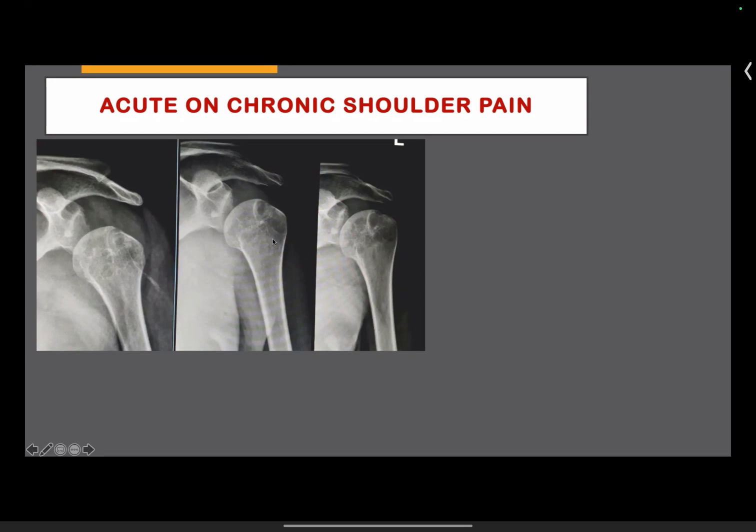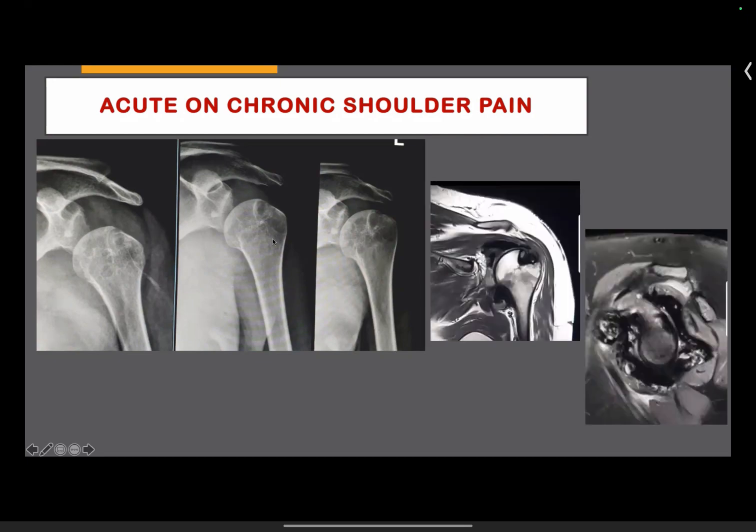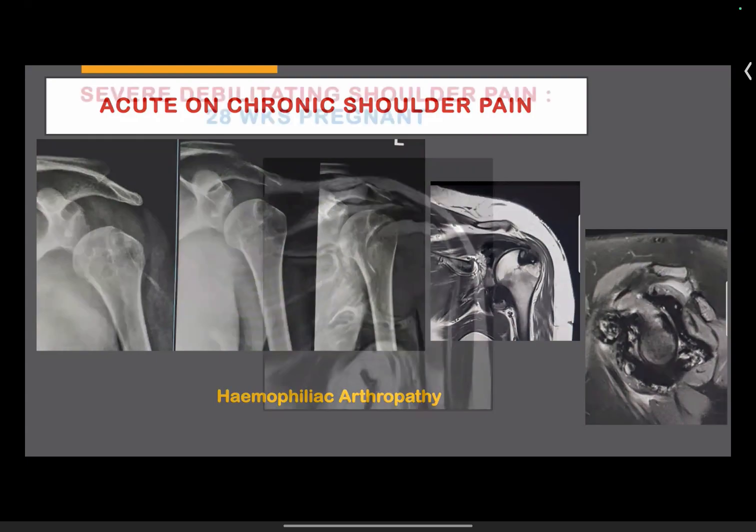There is some lucency there, and when we do MR, you see this appearance. I think most of you have seen it. This is extensive hemosiderin deposition in the synovium. This is not primary tenosynovial giant cell tumor. It's too extensive, and there are big erosions there as well. This is a patient with hemophilic arthropathy. So think about sickle cell and hemophilic arthropathy. They can usually present with acute limb or joint pain.